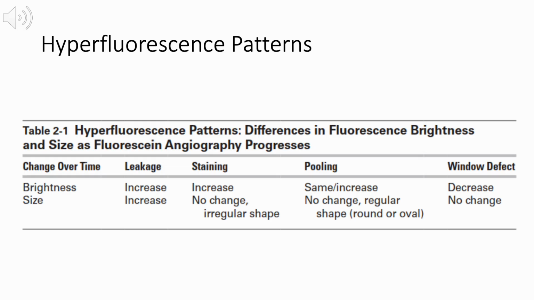In contrast, a window defect shows decreasing brightness over time, with no change in size, as early transmitted choroidal fluorescence fades in later phases. Together, this table provides a concise visual framework for comparing hyperfluorescence patterns based on temporal changes in intensity and size, reinforcing the systematic approach needed for accurate fluorescein angiography interpretation.